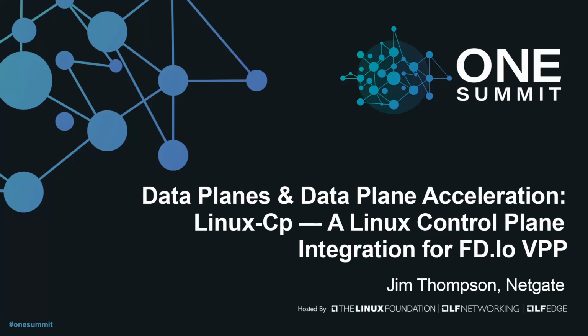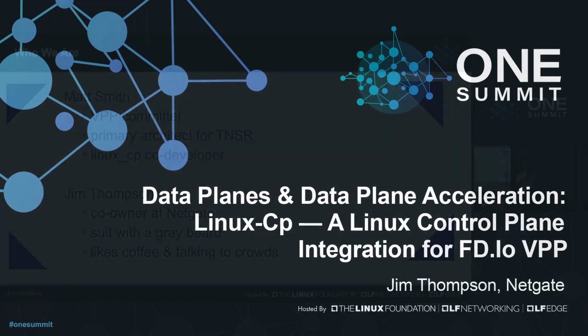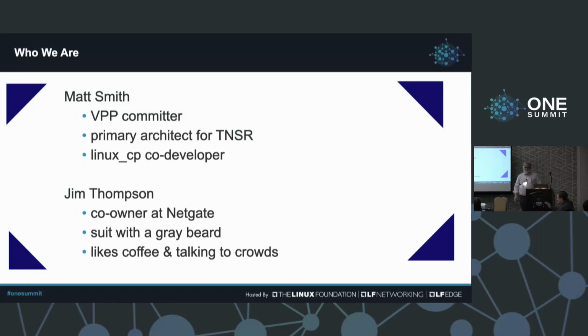So, who we are. This is Matt Smith sitting down here in the front corner. He's a VPP committer, a primary architect for our Tensor product, and one of the co-developers on LinuxCP, which is what we're here to talk about today.